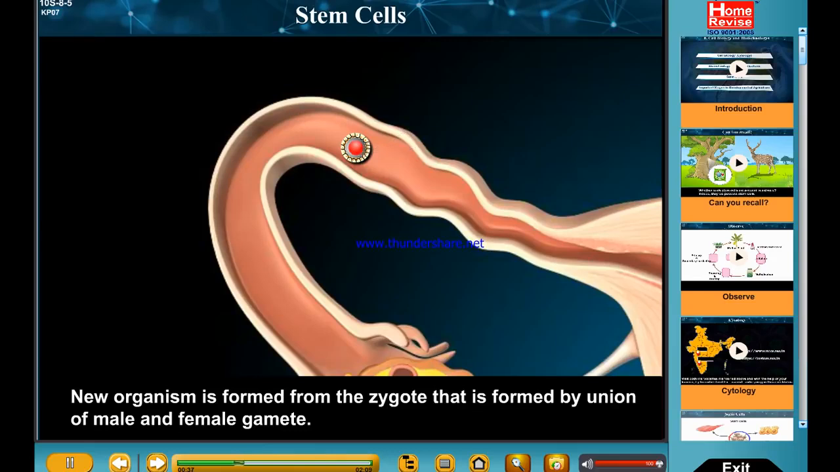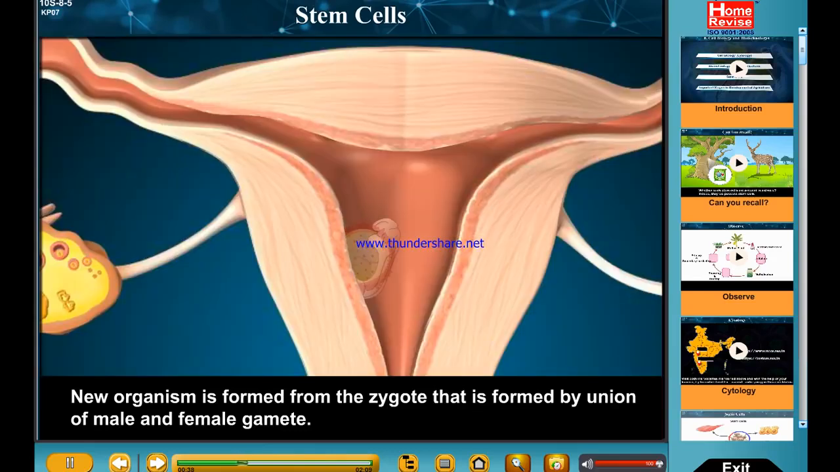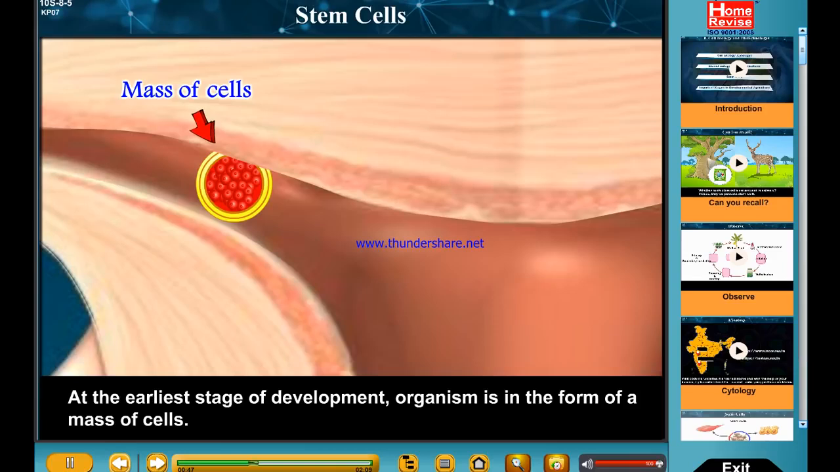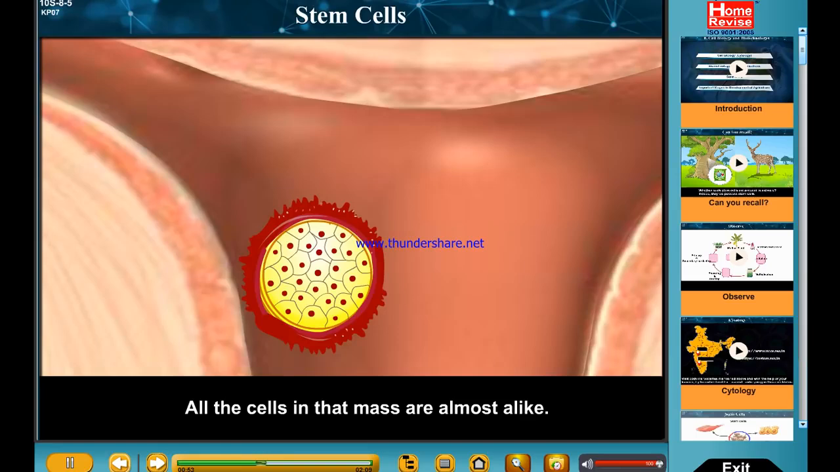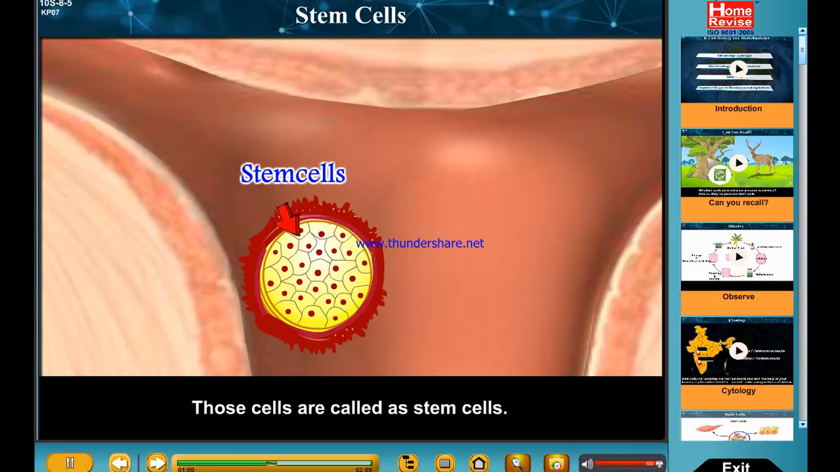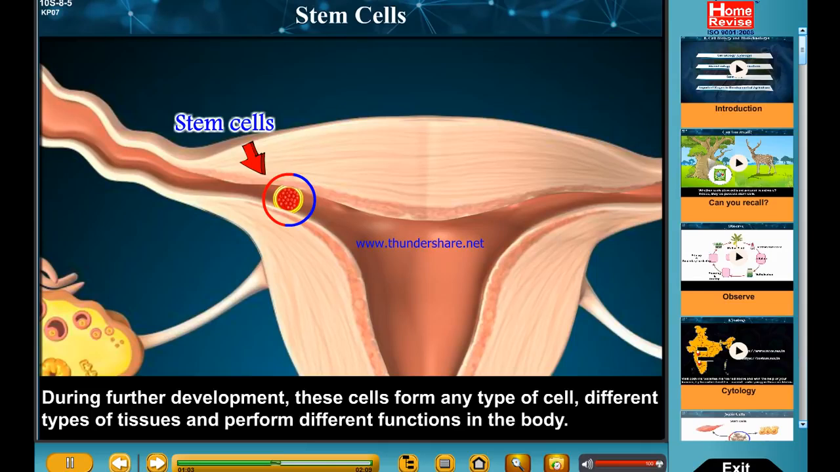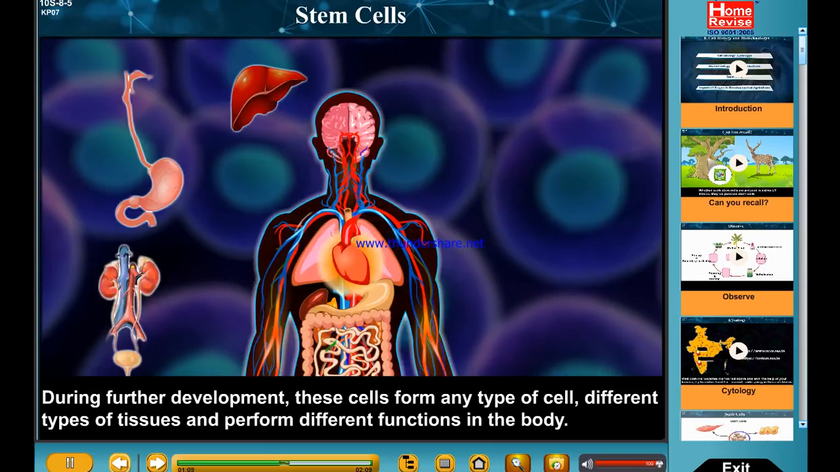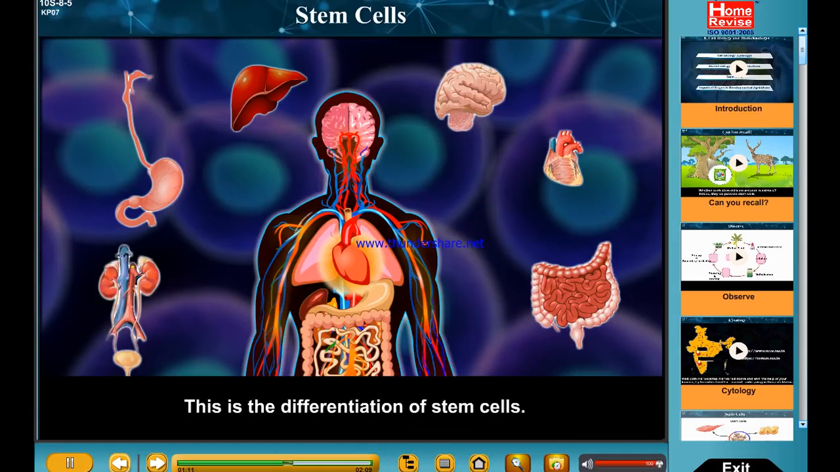New organism is formed from the zygote that is formed by union of male and female gamete. At the earliest stage of development, organism is in the form of a mass of cells. All the cells in that mass are almost alike. Those cells are called as stem cells. During further development, these cells form any type of cell, different types of tissues, and perform different functions in the body. This is the differentiation of stem cells.